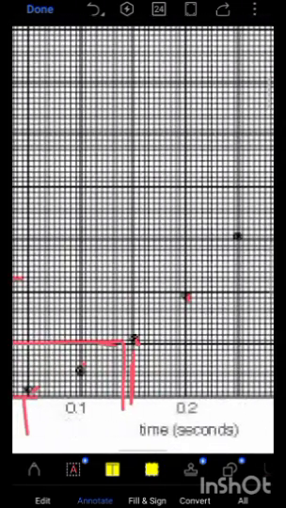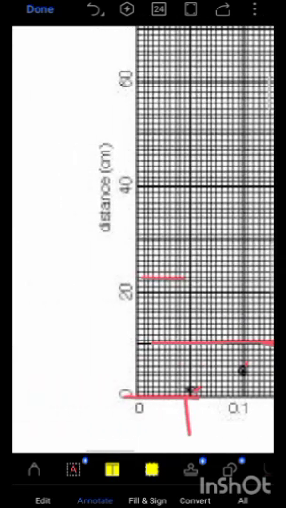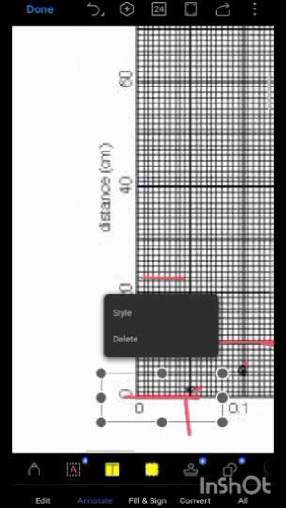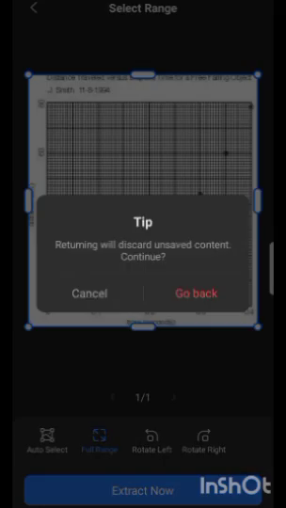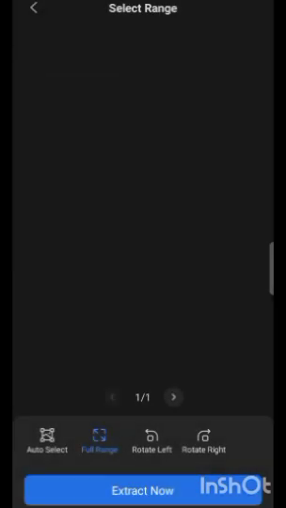Distance against time in seconds, and this is distance. So you can see that we have 0, 20, 40, 60, and all the other values. Let's get back to this point. We're not trying to extract anything. Let's go back. So we have 20.